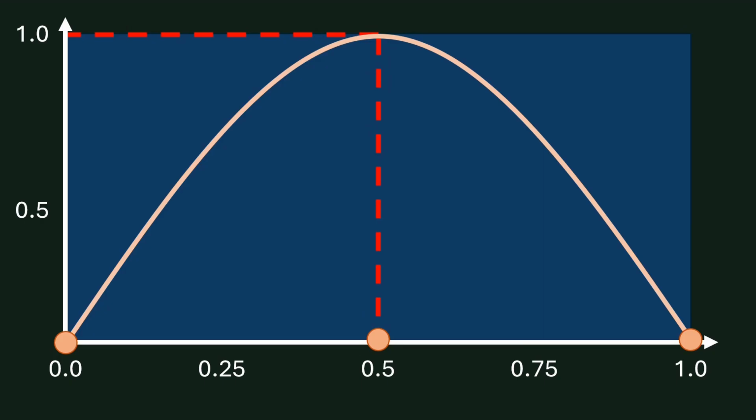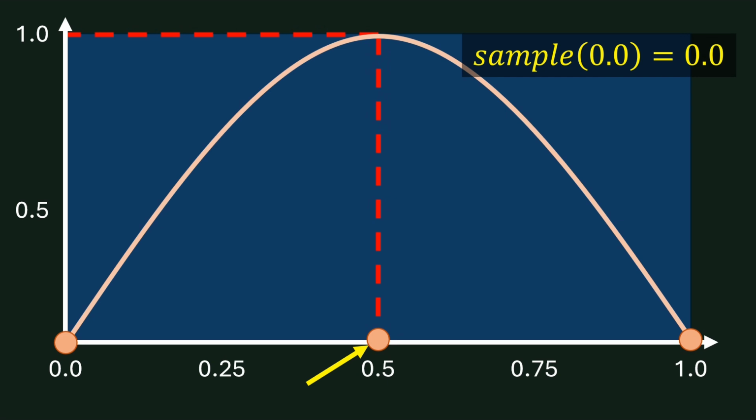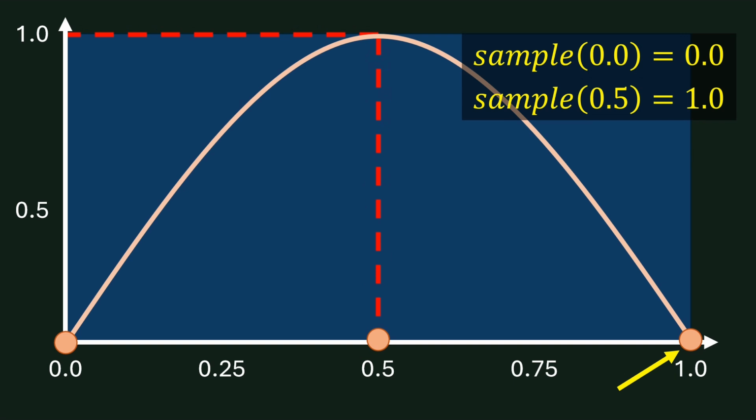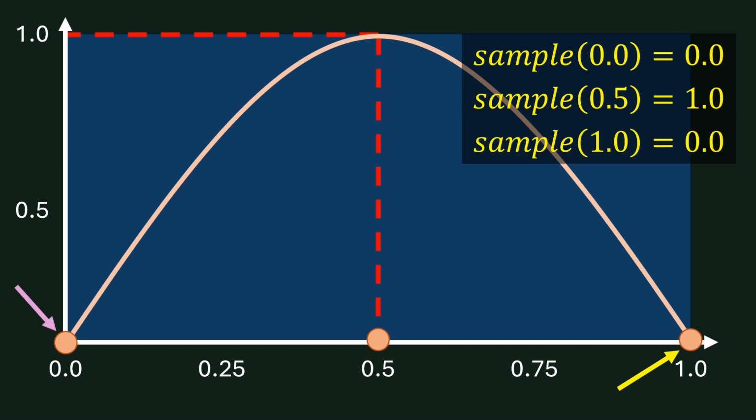Here's how it works. The first point is at 0.0. The value it takes from the y is also 0.0. The second point is at 0.5. The value it takes from the y is 1.0. The third point is at 1.0. The value it takes from the y is 0.0. So for the sample method, we pass the x position as a parameter. It returns the y-axis value of the curve at that given position.